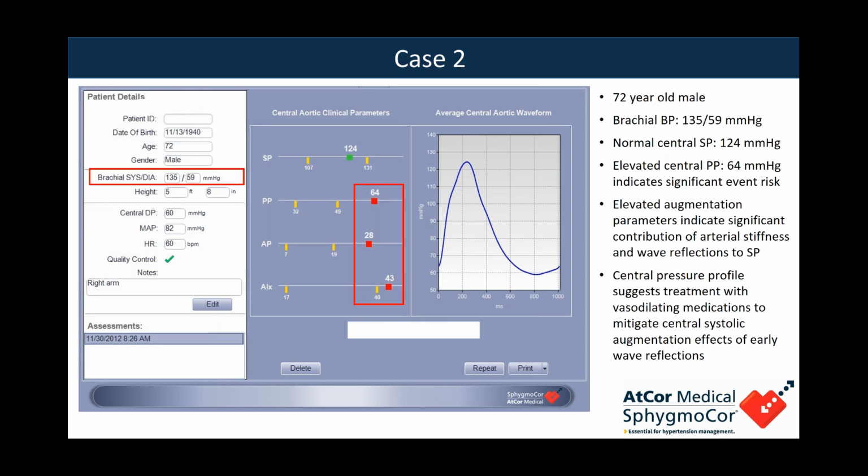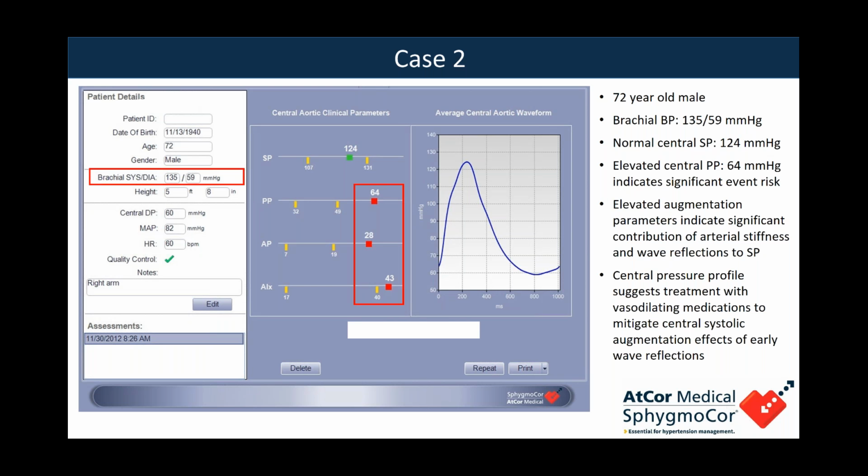However, the pulse pressure, which, as I said, is a primary determinant in multiple studies and physiologically of vascular inflammation, of vascular remodeling, and of poor outcomes, was 64. So that indicates a significantly high event risk for cardiovascular heart failure, stroke, and myocardial infarction. Furthermore, the augmentation pressure and the augmentation index, as we see in the lower two panels or lines, indicate that arterial stiffness is taking place, and this is contributing to these abnormal measurements.